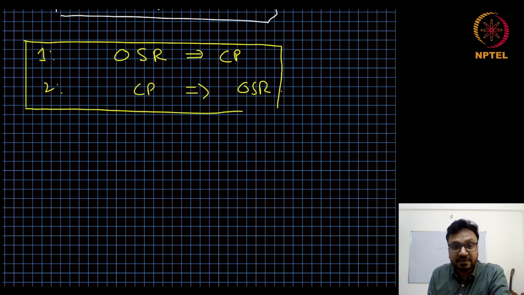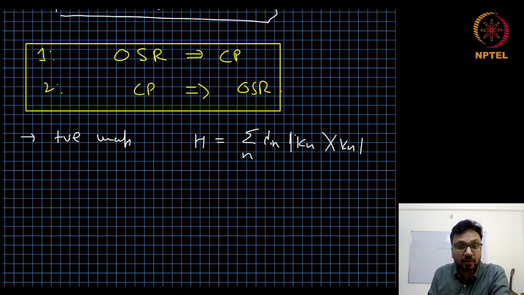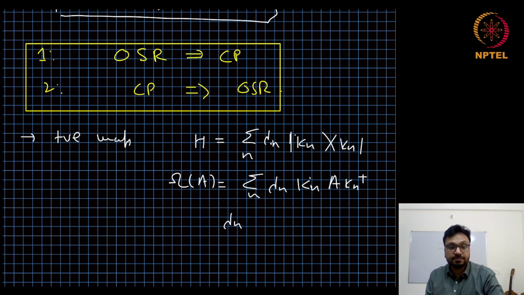Just to connect it with what we have already done, for positive maps also, we found that H can be written as sum over n lambda n Kn outer product Kn. Or the action of omega on a matrix A could be written as sum over n lambda n Kn A Kn dagger, but lambda n need not be all positive. Need not be all positive semi-definite.